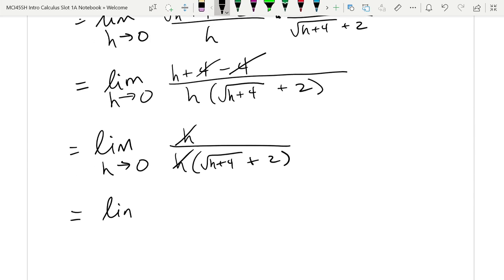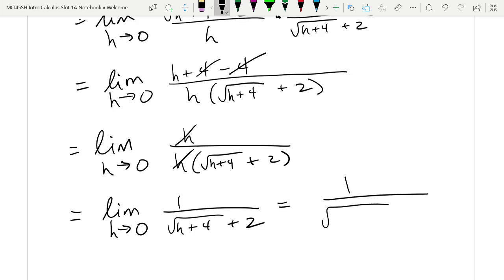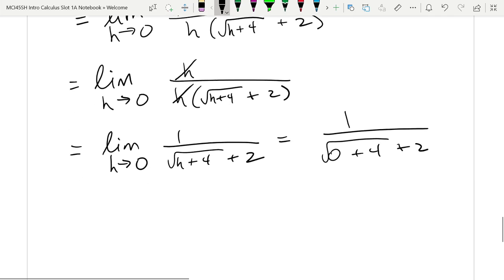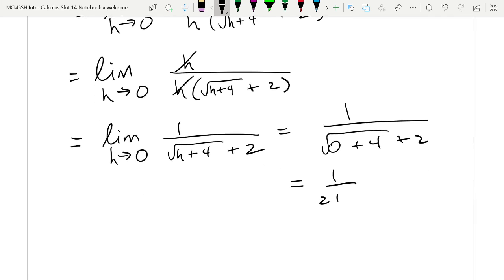So I have the limit as h approaches 0 of 1 over, and this looks just as complicated as when I started, but it has an important improvement over the one I started with. H equals 0 doesn't make me divide by 0 anymore, so I can just plug it on in. It's 1 over the square root of 0 plus 4 plus 2, and so that is 1 over 2 plus 2, which is a quarter.